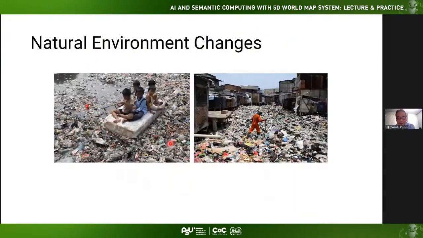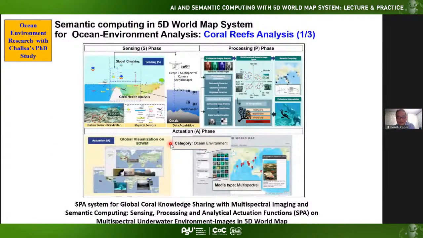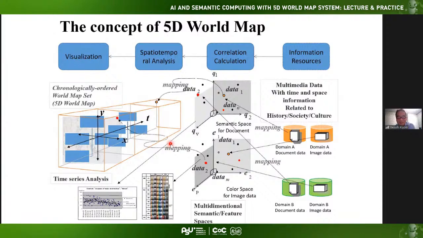And this is a case of the damage in the society. How to make a reduction of the plastic. And big damage is coming. And the 5D world map system. This is the overview of the 5D.